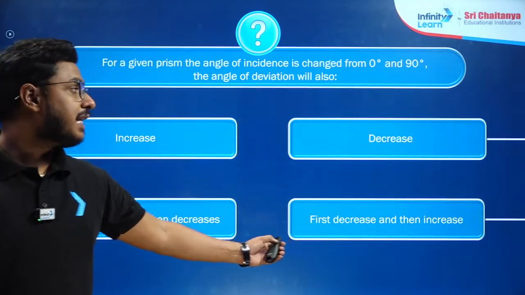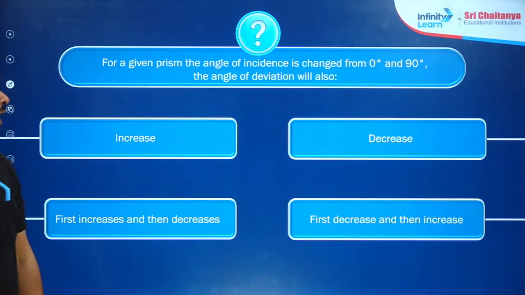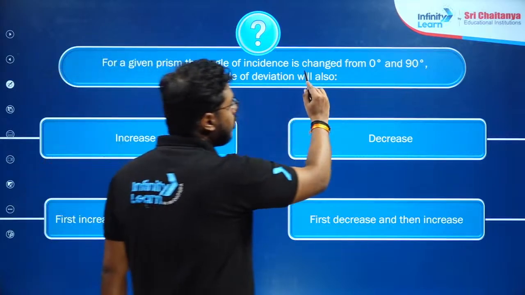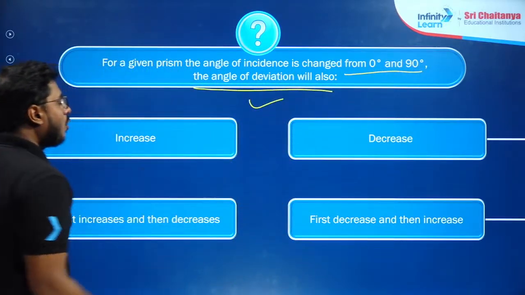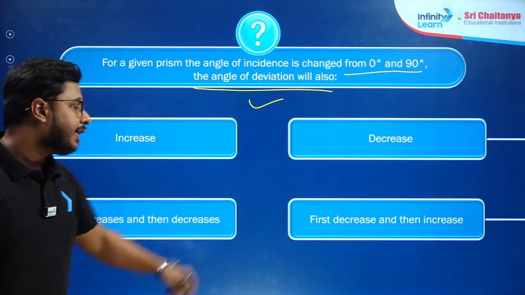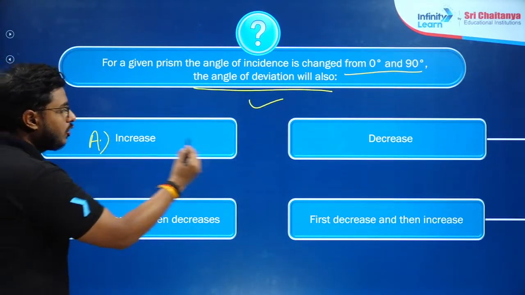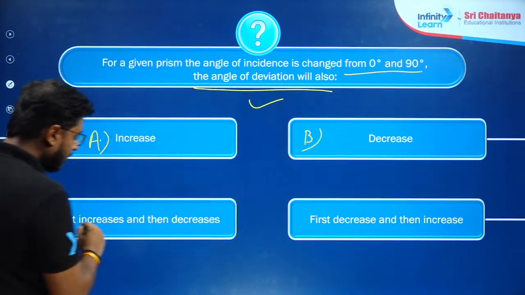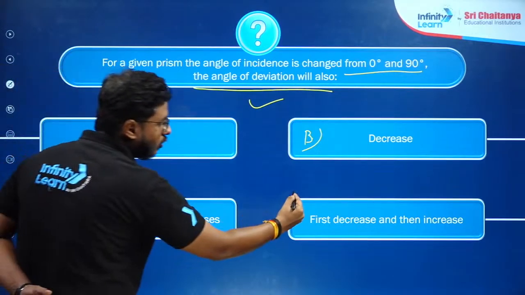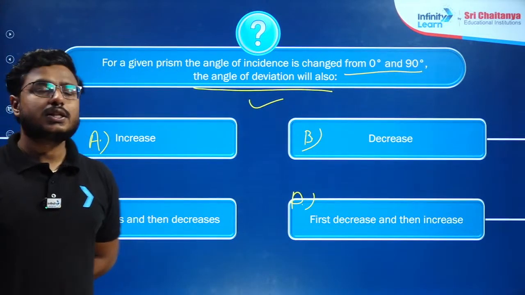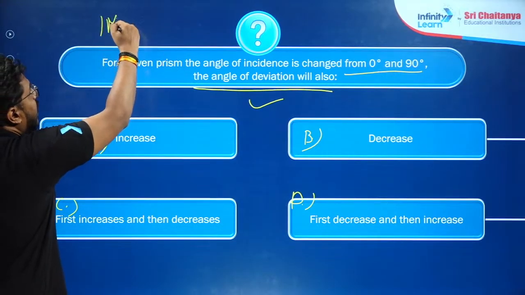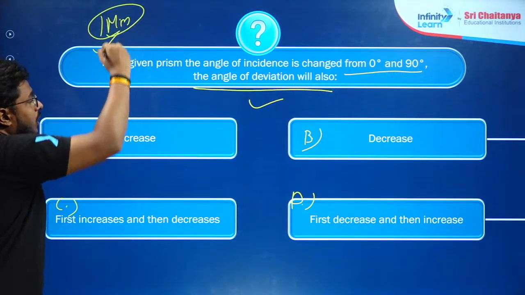Okay, easy as that. Moving to the next question: for a given prism, the angle of incidence is changed from 0 to 90 degrees. The angle of deviation will also increase, decrease. Option A is increase, option B is decrease, option C is first increase then decrease, option D is first decrease and then increase. Okay, quickly answer. You all have 1 minute. Try to recall the graph for that and you will get the answer.